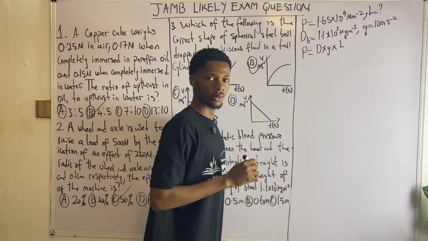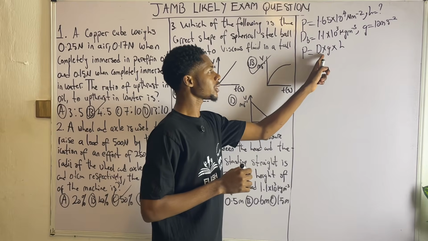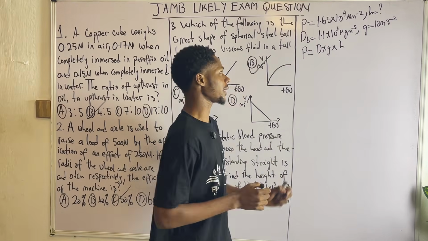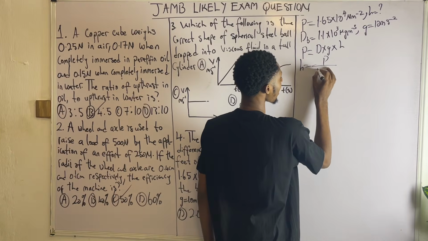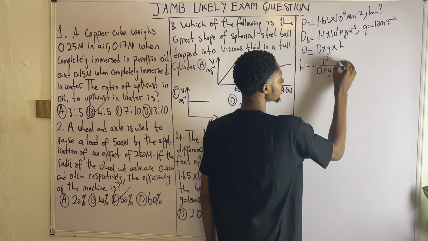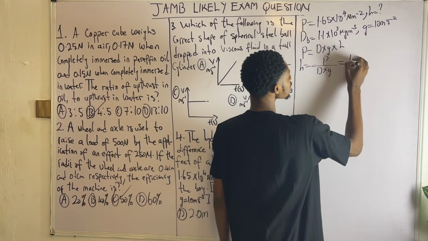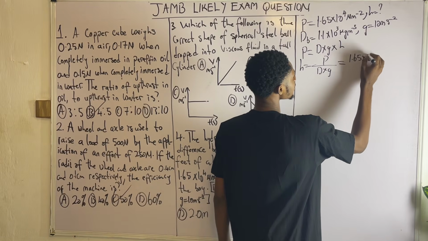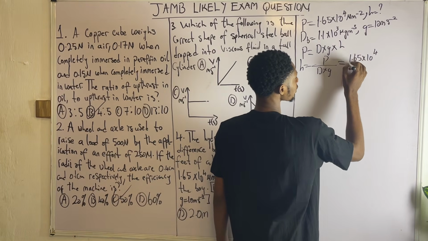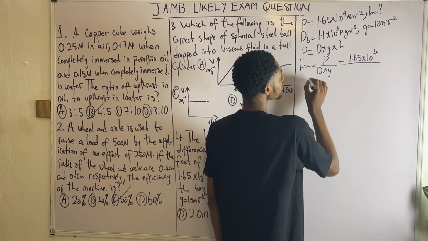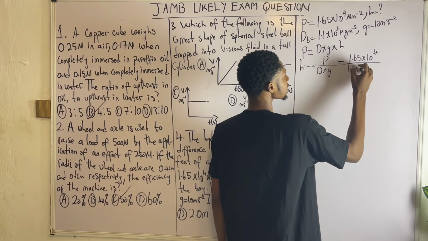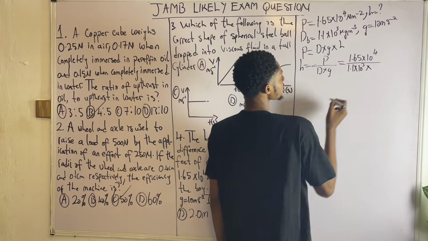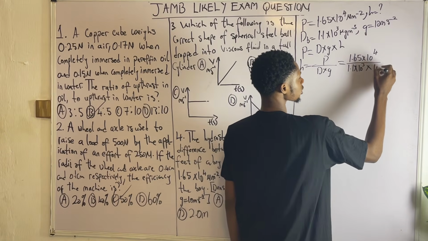Height. Pressure is equal to density times gravity times height, and we have to find height. So height will be equal to pressure divided by density times gravity. Now what is the pressure? The pressure is 1.65 times 10 to the power of 4, divided by the density, which is 1.1 times 10 to the power of 3, times gravity. Gravity is 10.